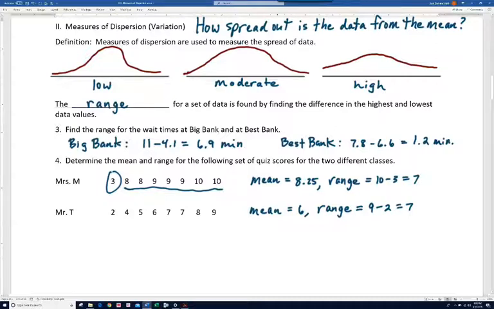Whereas with Mr. T, you can see that the numbers are more spread out. And so it's really misleading if you just look at the mean and range here because of that 3, the outlier for Mrs. M. So we have another measure of variation that is a more precise measure in terms of how spread out the data is. In particular, it's very useful in comparing or to see how far any piece of data is from the mean. So let's go ahead and talk about this one.